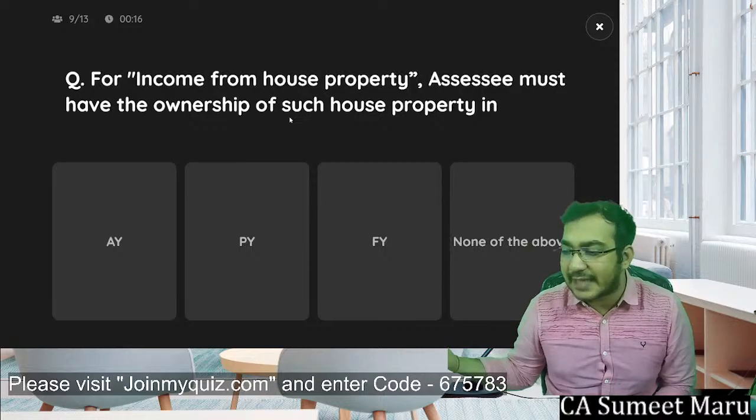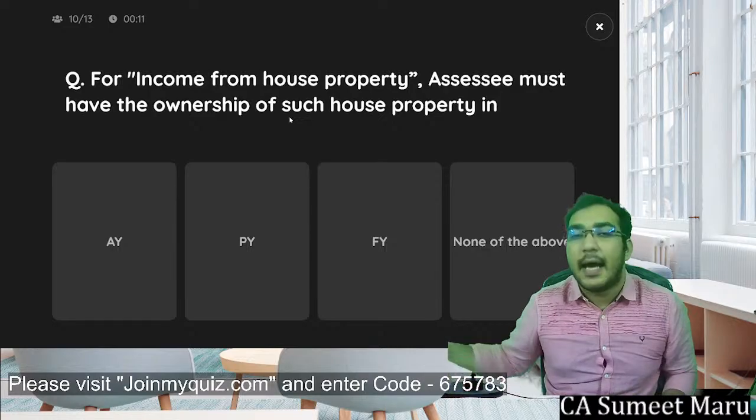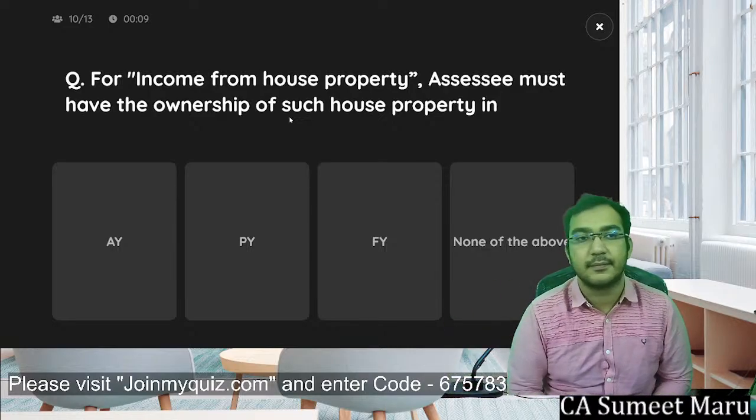विशाल लिंक नहीं है, आप सिर्फ ये साइट पे जाइए, just type this join my quiz on any of the browser and put this code, you will join us.